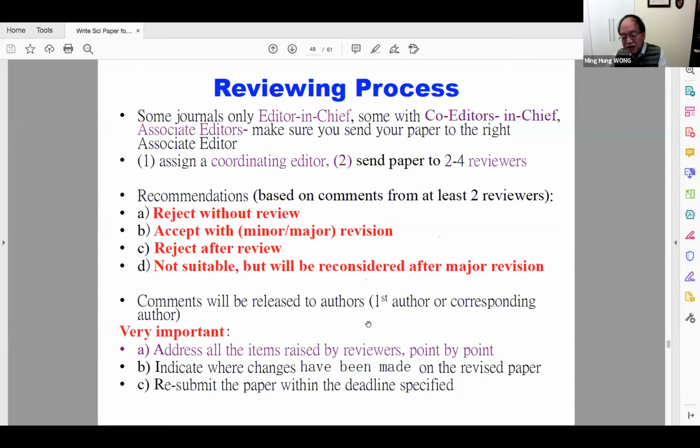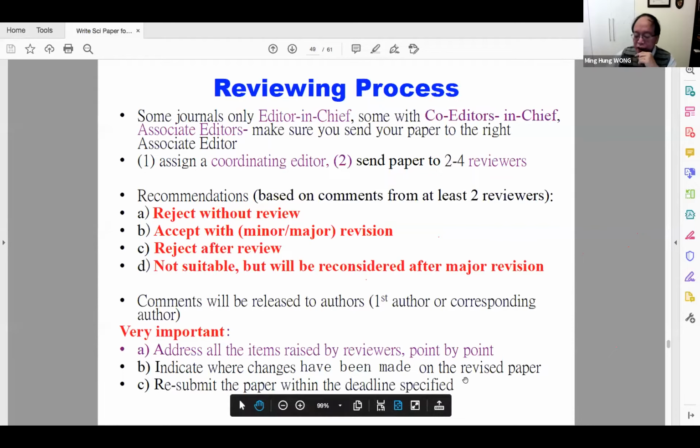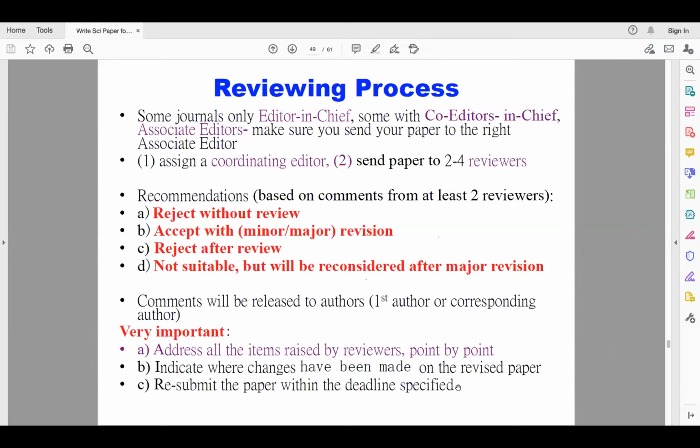And then submit the paper within the deadline specified. Very often, if you don't have enough time, you write and request a longer period, and usually the editors will say yes, two or three weeks and even one month more.